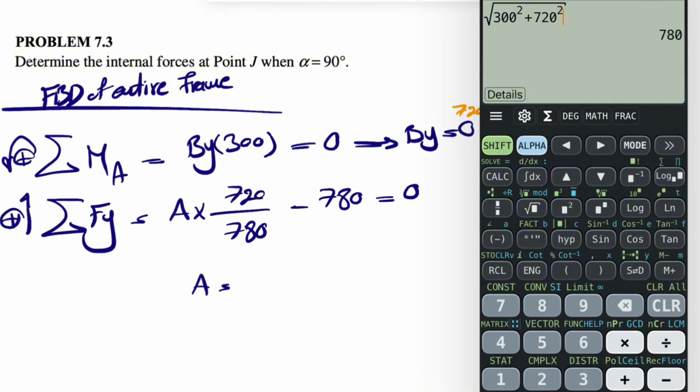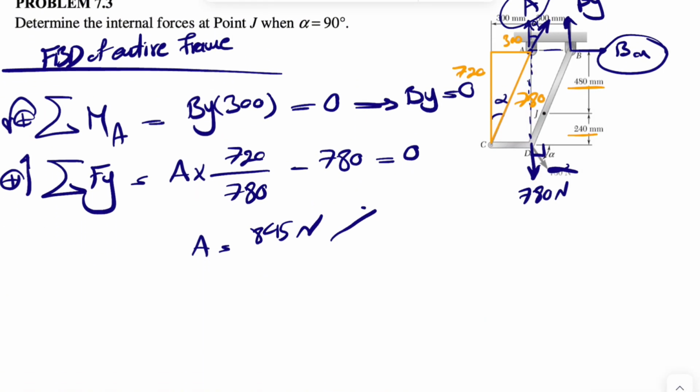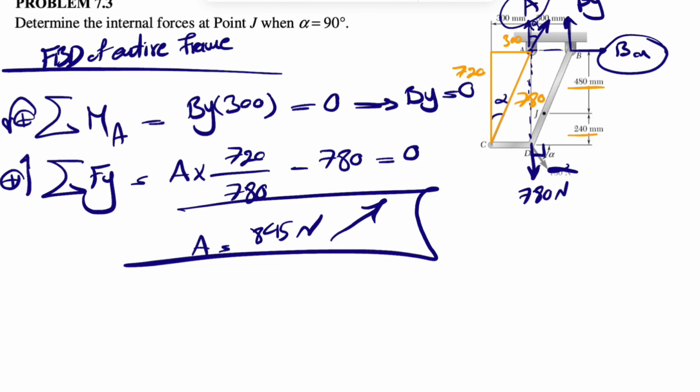Now we can find the sine and cosine pretty easily. So Fy would be A cosine of alpha. Cosine of alpha would be 720 divided by 780, and we have minus 780 equals 0. Our A would be 780 squared divided by 720, which is going to be 845 newtons. We did not get any negative answer. That shows that the direction for A was correct.